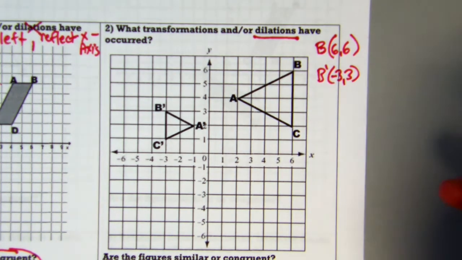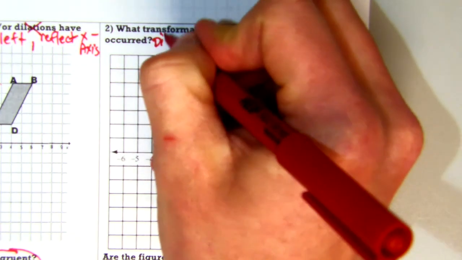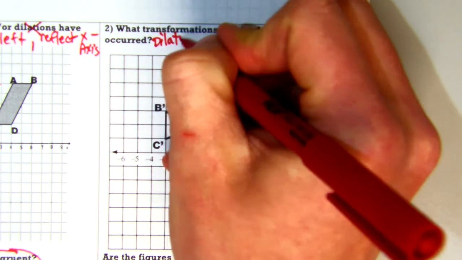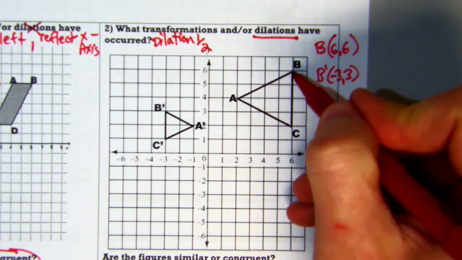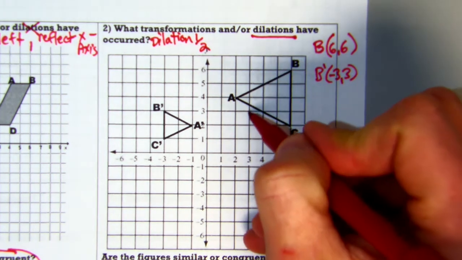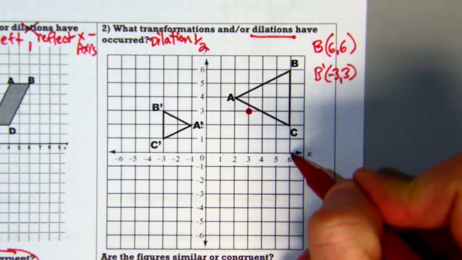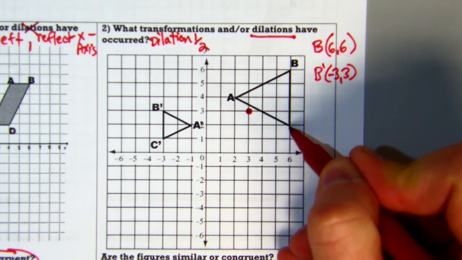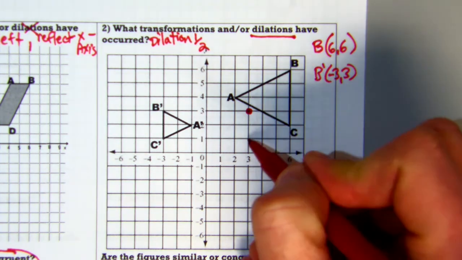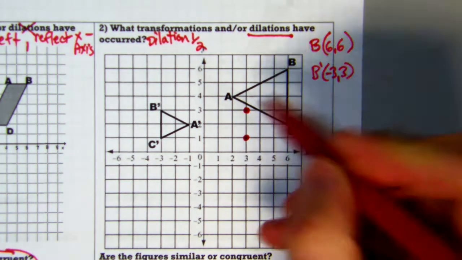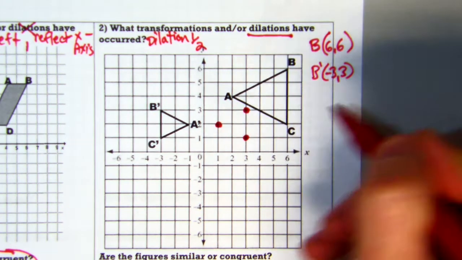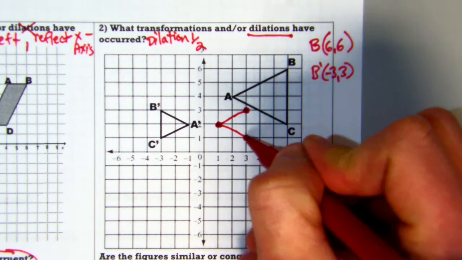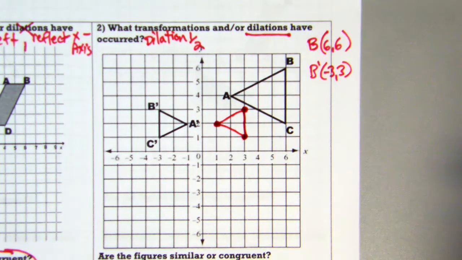So my dilation, I'm going to go ahead and say, my first step is dilation of a half. So I'm going to take that 6, 6, dilation of half is a 3, 3. Take my C coordinate 6, 2, dilation is going to be a 3, 1. And then I take my A coordinate 2, 4, goes down to a 1, 2. Notice how the triangle, all it does is it gets just smaller.